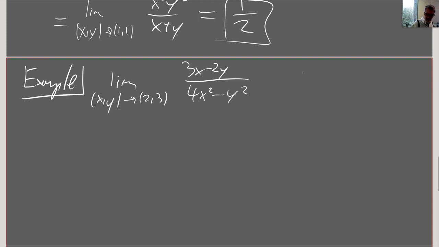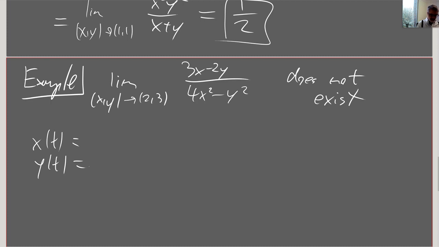Okay, and so I'm claiming this one won't exist. The answer is does not exist. And how do we do that? Well, what we want to do is find two parameterizations of curves in the plane that give different limits. So we're going to set up an x of t and a y of t. A simple example is, let's make the top 0. To make the top 0, I can say this is 2t and this is 3t, right? So that's going to be our x of t, y of t.